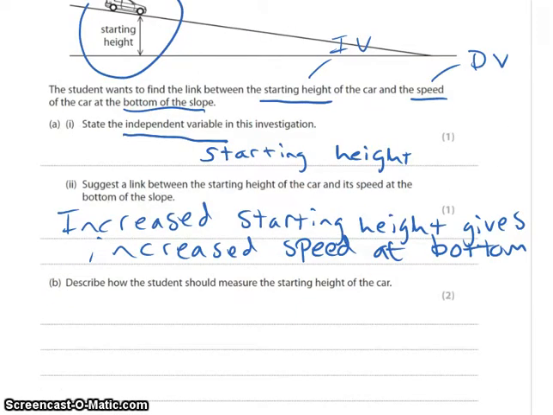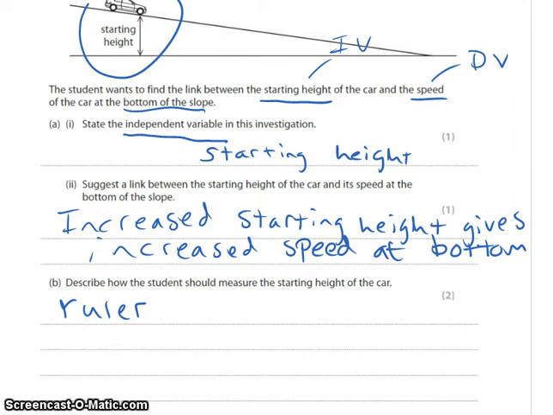Describe how the student should measure the starting height of the car. Well, if you look at that diagram, all we're looking for is a distance that we're going to measure here. There's no need to use any kind of trigonometry or anything, which is what a few people suggested. All we're really going to say is we're going to use a ruler to measure that starting height. Now, for the second mark, you need to add something in terms of the experimental procedure, how you're going to improve the accuracy or the precision.